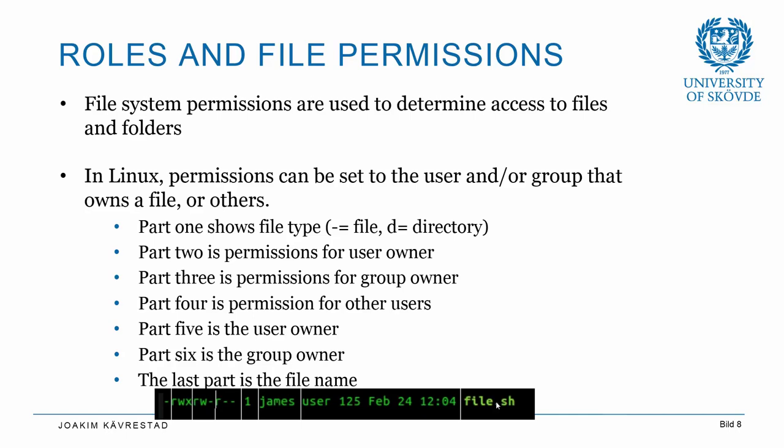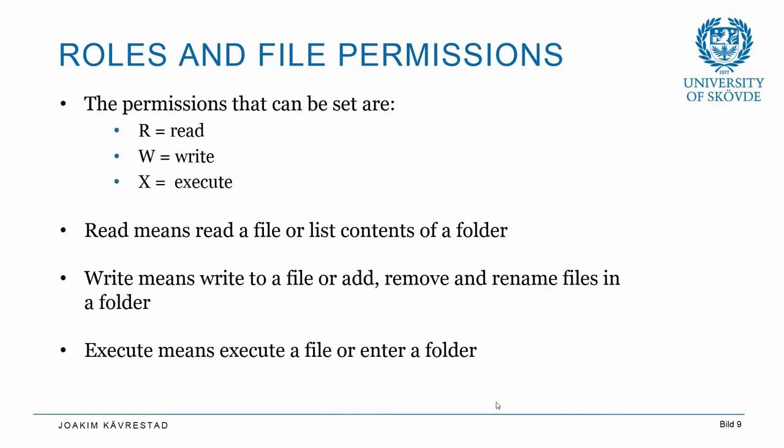So those are the permission bits, and what they actually do is, well, R is read, W is write, and X is execute. Read means that you can read the contents of a file, open it, or if it's on a folder, it means that you can list the contents of a folder. The write permission means that you can write to a file, write new data to it. Or if it's set on a folder, it means that you can add, remove, and rename files in the folder. And execute means that you can execute a file if it's an executable, and enter a folder if it's a folder. So that's permissions briefly explained.